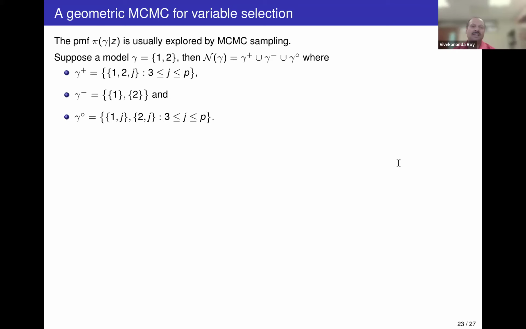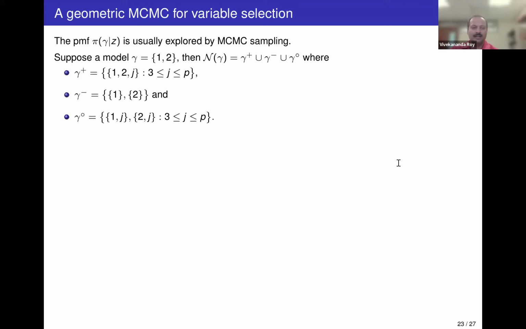Then it considers one of the 3 types of moves known as addition, deletion, and swap. In the addition step, which I'm denoting by gamma plus, I include one of the remaining inactive variables. In the deletion, gamma minus, I drop one of the current variables. In the swap move, which is gamma O, I replace one of the active variables with an inactive variable. So together they constitute this neighborhood of my current gamma.